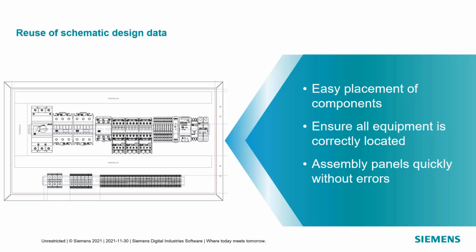So, we saw how the components populated from the schematic diagram were easily placed on the rails using simple snapping and auto positioning. We made sure all the equipment fitted correctly, and finally we created terminal plans to ensure the panels are manufactured right first time.